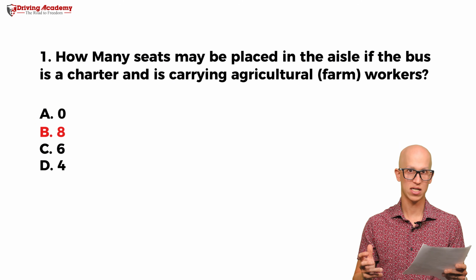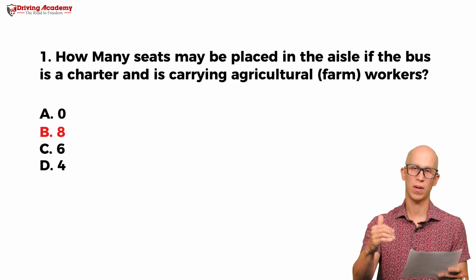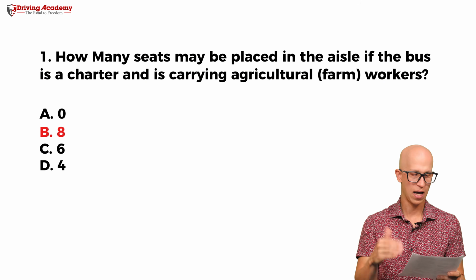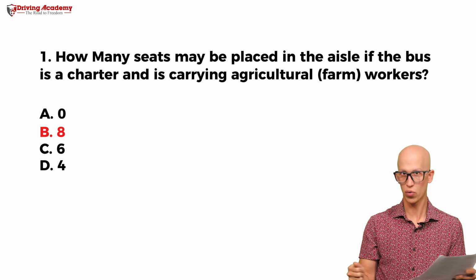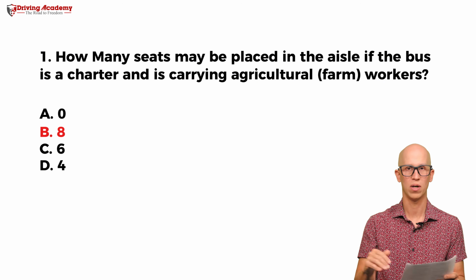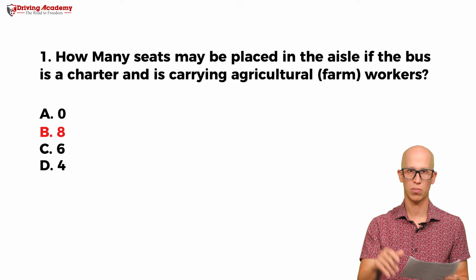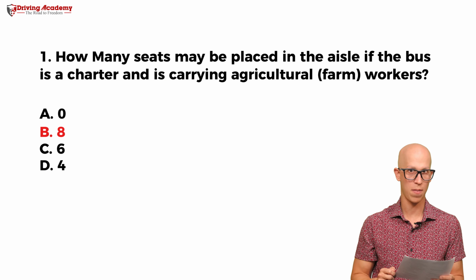So what does this actually mean? This means that if you're transporting workers by bus to a farm, right? So maybe you're picking up the workers outside the farm, you're transporting them to the farm itself. According to this rule, you can put up to 8 seats in the aisle. So like you can get folding chairs, literally put them in the aisle, and they don't need seat belts, and you're good to go because you're transporting to a farm. This is a special question that definitely is going to come up on your test.